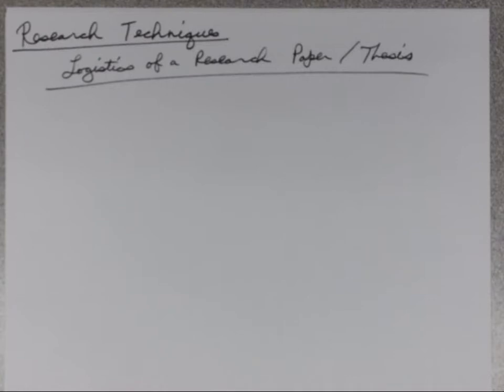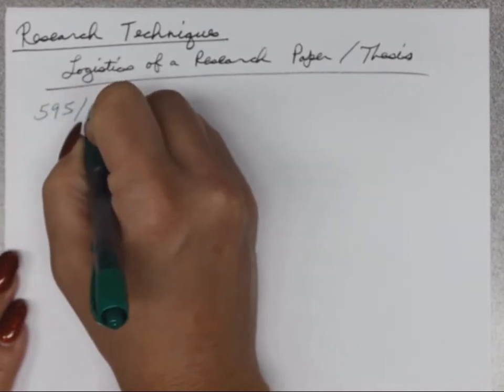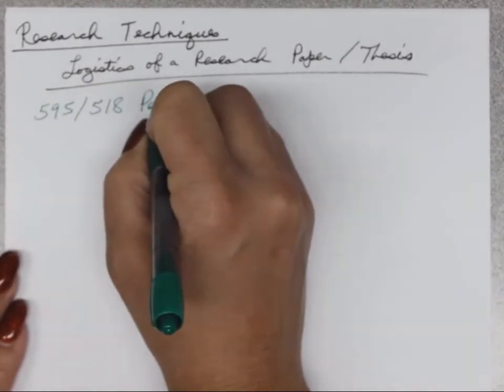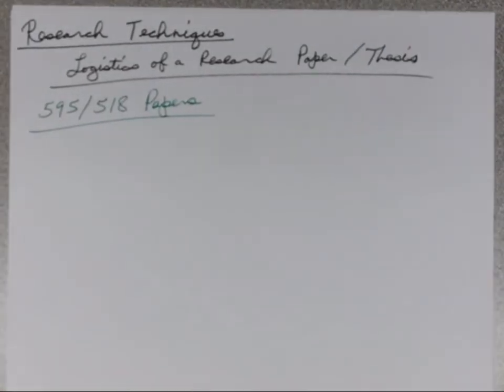All right, everybody. Just a quick video to talk a little bit about the logistics of writing a research paper, getting it turned in, hitting deadlines, things like that. I get a lot of people who, whenever you start writing either your 595 or 518 paper, that's what it is for your master's program.